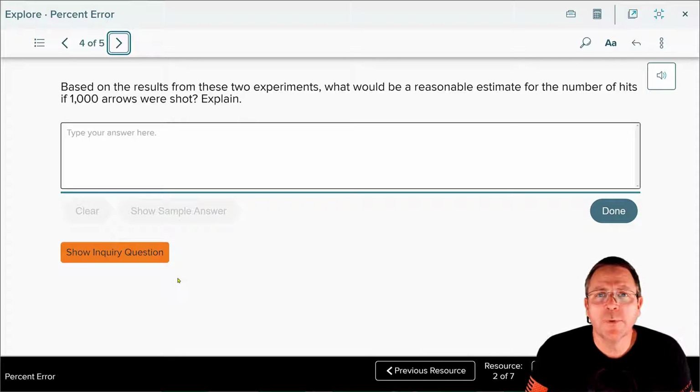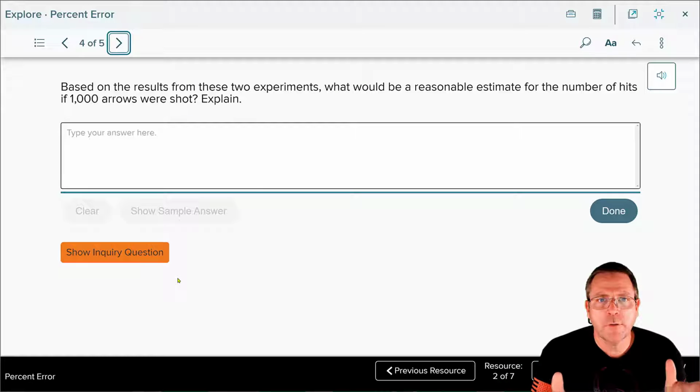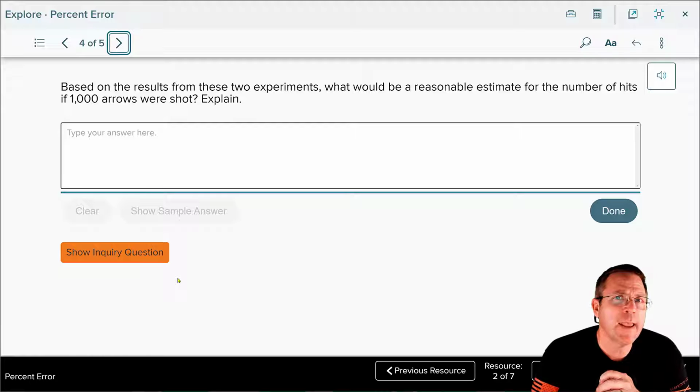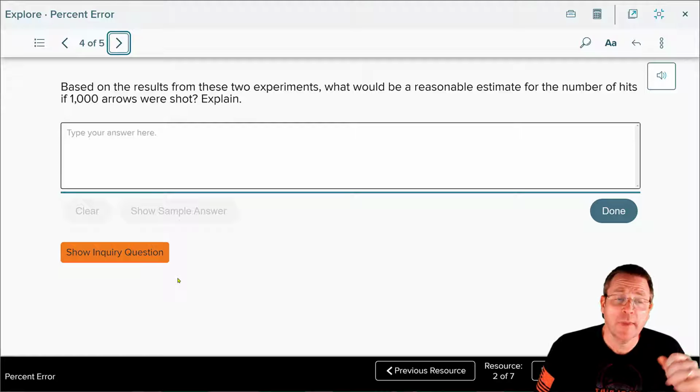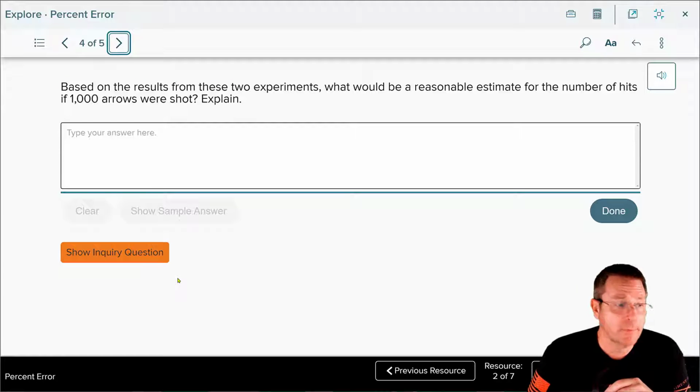Now, based on these two experiments, what would be a reasonable estimate for the number of hits for 1,000 arrows? Explain. Now, I'm not going to waste your time typing, but here's the deal. 100 arrows had 21 hits. 200 arrows had, I think, 44 hits, which means half of that would have been 22 hits. So, if I had 10 times as many shots on the first one as it had the second, I'd say probably somewhere in the neighborhood of 210 to 220 times you would hit the target out of 1,000 arrows. I'm glad we don't have to wait for that experiment to happen.